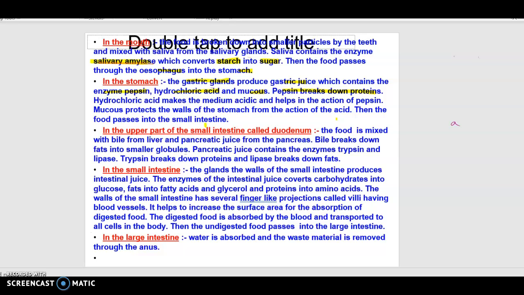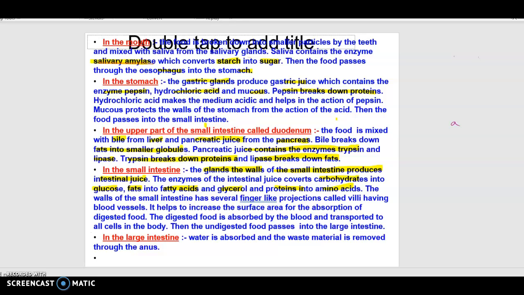In the small intestine, food is mixed with bile from the liver and pancreatic juices from the pancreas. Bile breaks down fats into smaller globules. Pancreatic juices contain the enzymes trypsin and lipase. Trypsin breaks down proteins and lipase breaks down fats. The walls of the small intestine produce intestinal juices. These enzymes of the intestinal juice convert carbohydrates into glucose, fats into fatty acids and glycerol, proteins into amino acids.